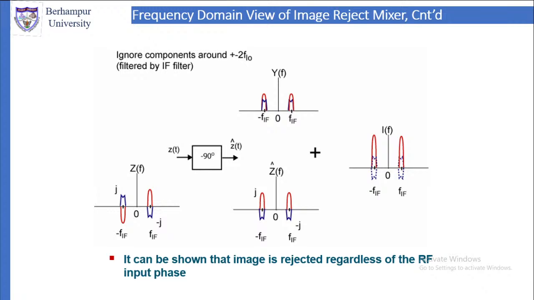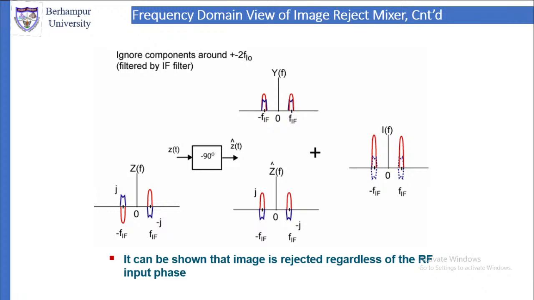Now if that Z is going through minus 90 degree again, then what will happen? Because of the 90 degree phase shift, this will flip. The portion which is on the J will again flip. So the image signal will come to the downward and the desired signal will go in the upward direction.